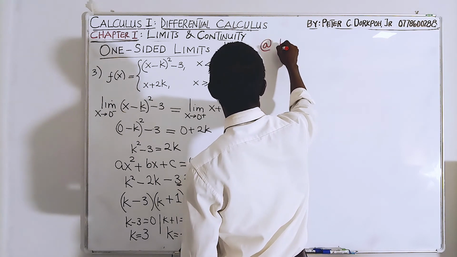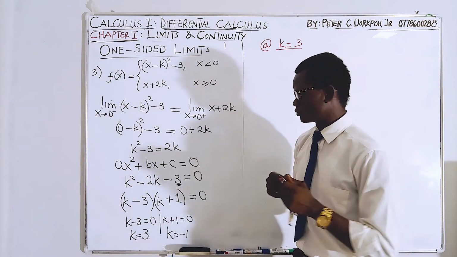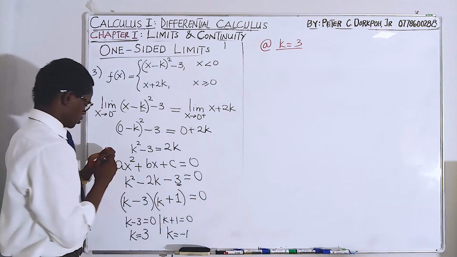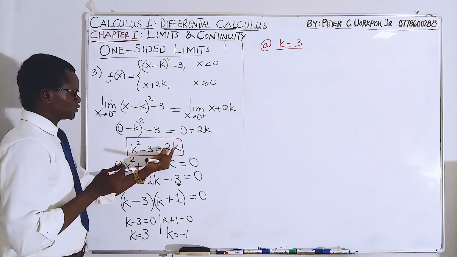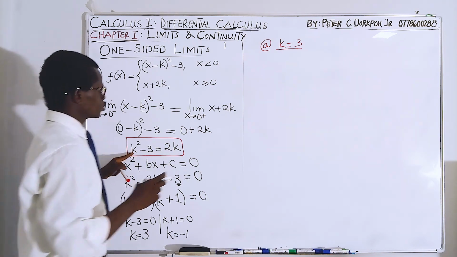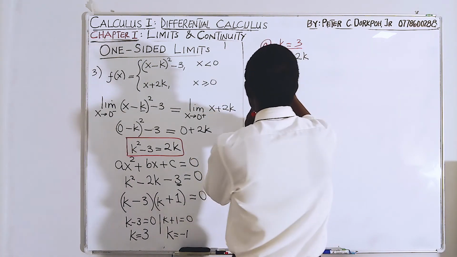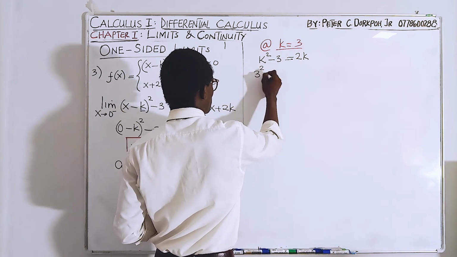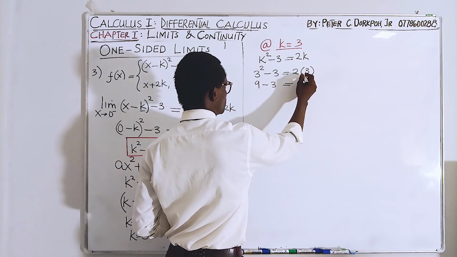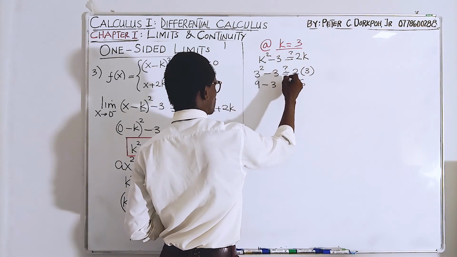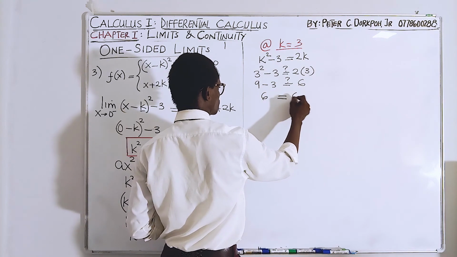So take the first one, at k equals positive 3. We want to know as well whether the limit does exist. If you look here, this side must be equal to the other side. If this side is equal to this side, it means the limit does exist. So k squared minus 3 must be equal to 2k. So k now is 3, so it's 3 squared minus 3 equals 2 times 3. This is 9 minus 3, which is 6. So in this case, now we can put the question mark. So this 6 equals 6.